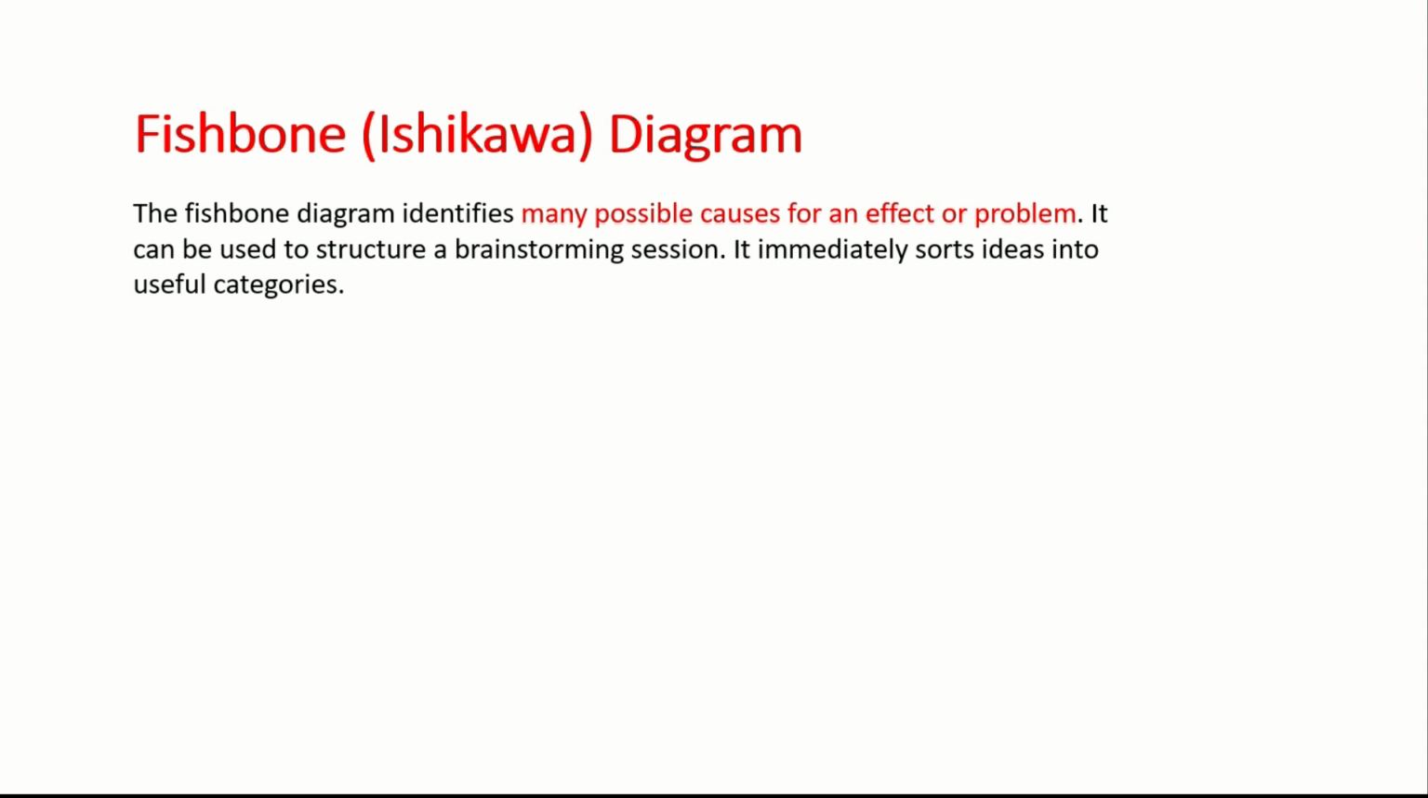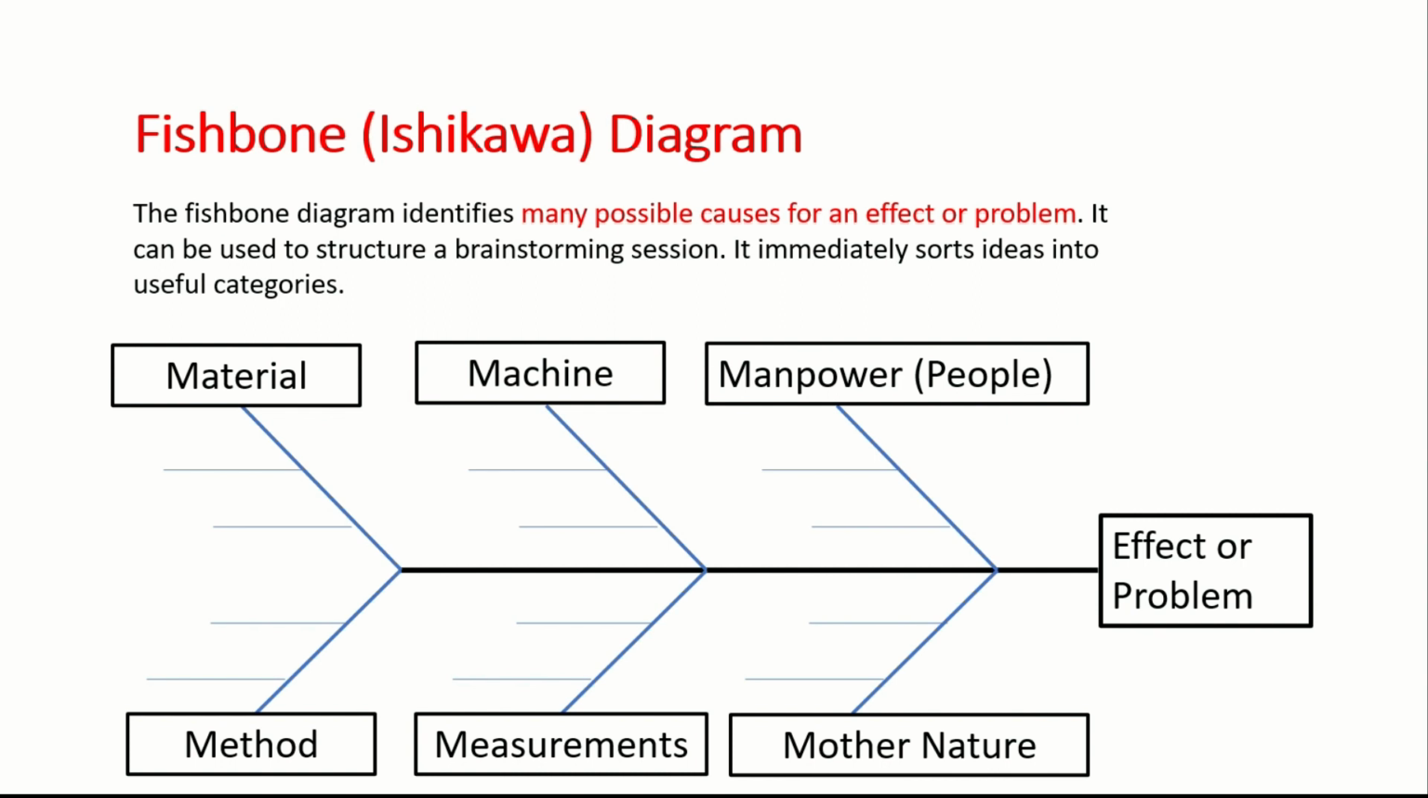So let's see how a fishbone diagram looks. You see, the head of the fish is called the effect or the problem. So you write down your problem or the effect at the head of the fish. We have six broad heads under which all the causes are categorized: manpower, machine, material, method, mother nature, and measurements. As it is said in the definition, you can immediately sort your ideas into these different categories.